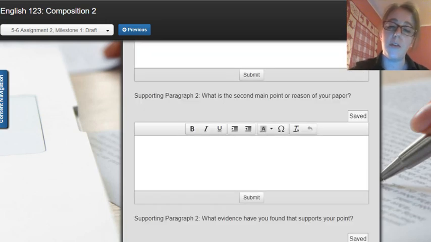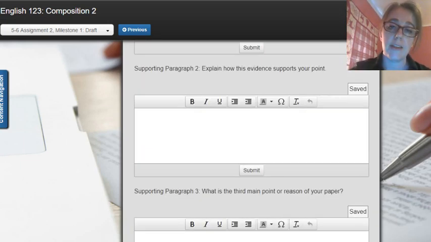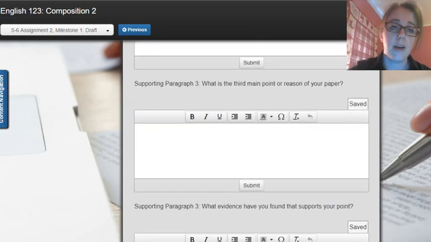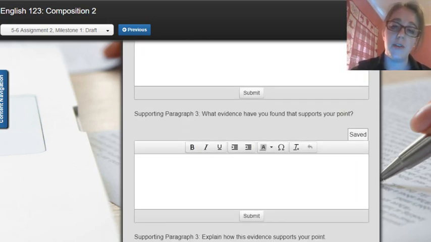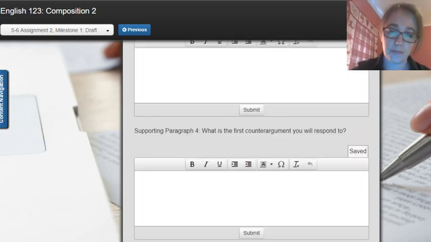And then you're going to do that for your supporting paragraph 2, so your second key point. You're going to answer those three prompts, and that's going to create your third paragraph. And then your supporting paragraph 3, which will be your fourth paragraph after your introduction, you're going to answer those prompts again. What is that key point? What evidence do you have to support it? And how does that evidence support your key point?